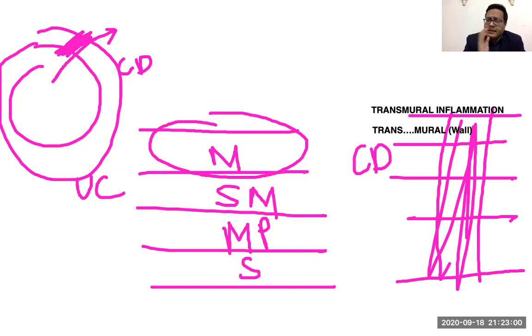So obviously, transmural inflammation is seen in Crohn disease, and as a result, there is formation of sinus tract. There is formation of the fistula. This is also a derivative of that concept. With the whole wall thickness involved, there could be extensive fibrosis, and there could be stricture formation due to that fibrosis.